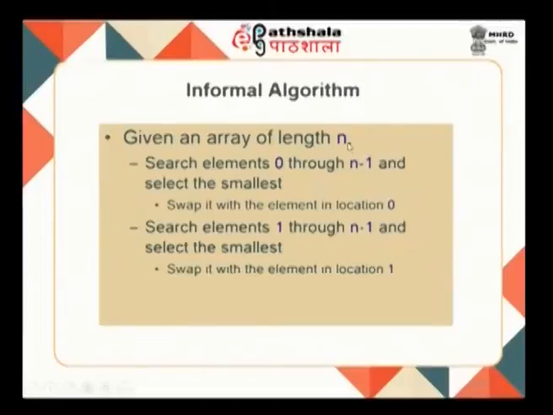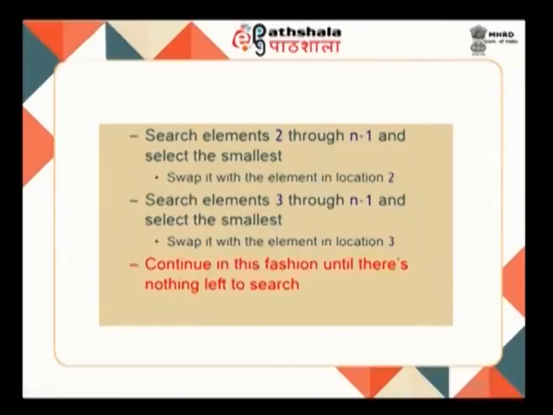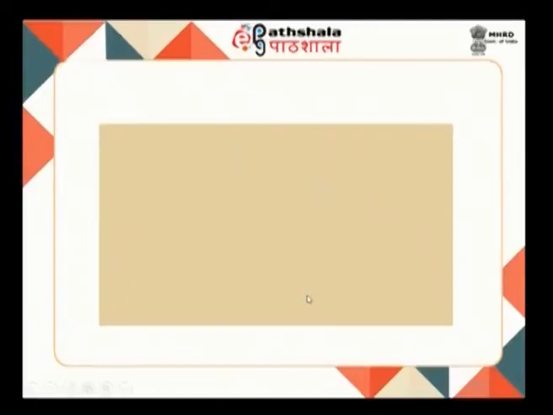Given an array of length n, we search the elements 0 to n minus 1 and find the smallest one. We swap that with location 0, so that means position 0 is sorted now. For the next pass I will start from 1 to n minus 1 and find the next smallest element. I will keep on doing things like this, and continue till the entire thing is sorted. So, this is how the selection sort looks.